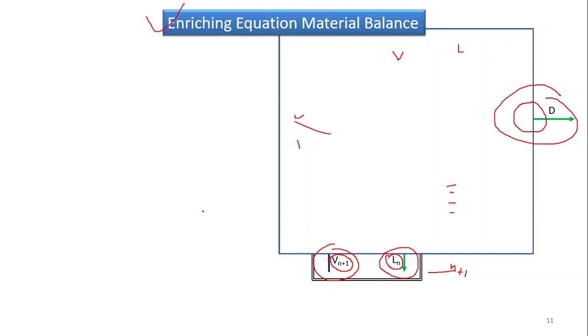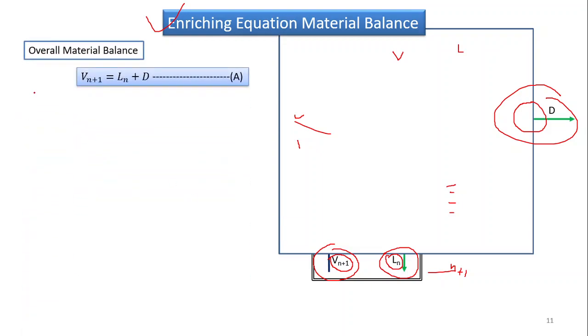In the material balance concept, where the law of conservation of mass is applied, in is equal to out. So the overall material balance can be written as Vn plus 1 is equal to Ln plus D. It is a simple material balance, nothing else. Now concentrate on the equations. This is the overall material balance.